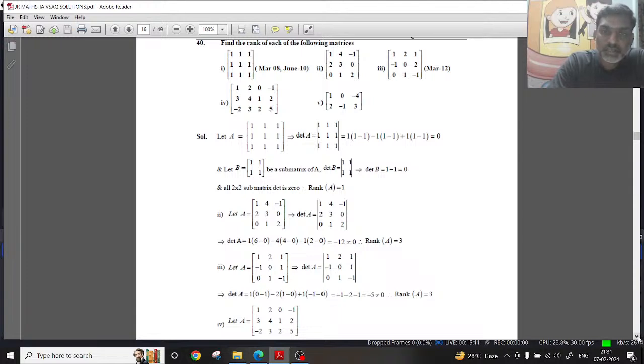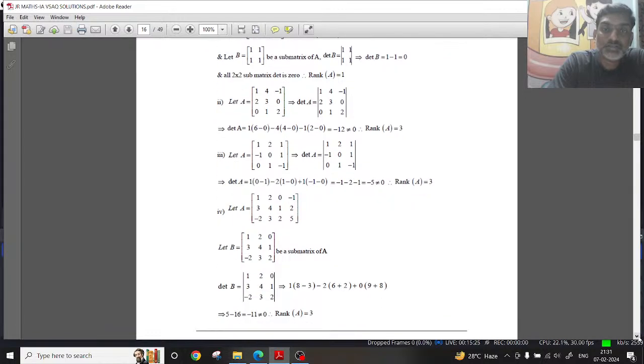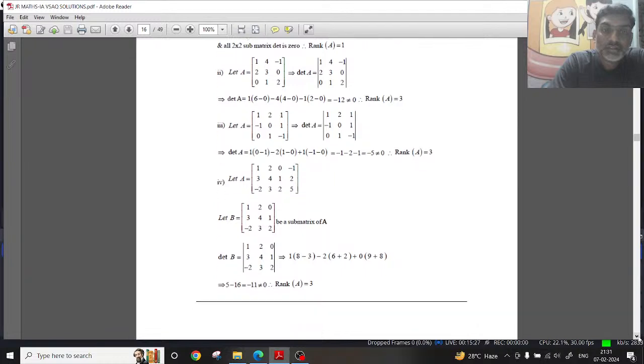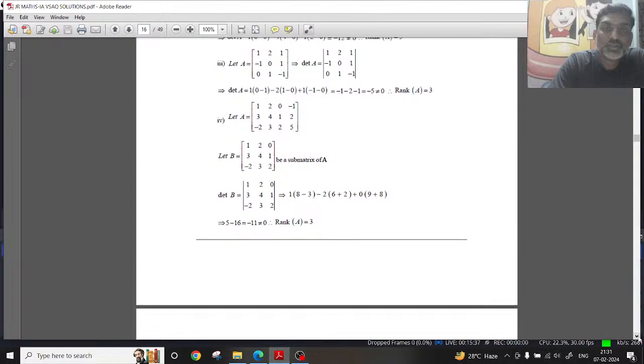And next, determinant of A is not equal to 0. And question number 2, determinant of the matrix is not equal to 0, then the rank will be 3. Question number 3, here also the determinant is not equal to 0, then the rank is equal to the order. Question number 4, the submatrix we have written and its determinant calculated is not equal to 0, then the rank is 3 because it is not a square matrix.